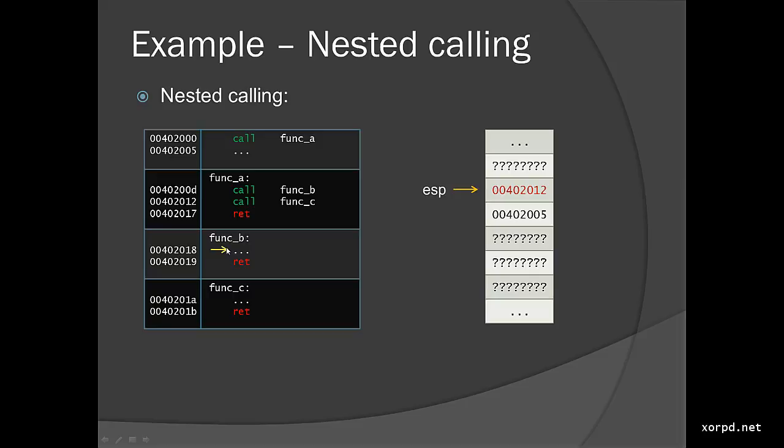Now we are inside func B. We first execute some work that should be done inside func B, and then we are going to return. The ret instruction is going to use the last D word on the stack as a return address. So we are going to return to this address, which is here. Next we call func C. The call instruction is going to keep this address as the return address in the stack.